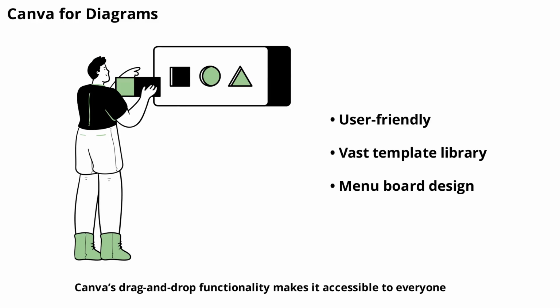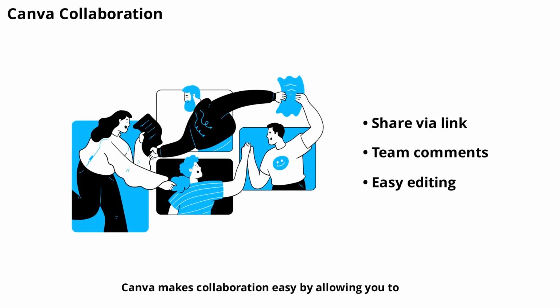Canva's drag-and-drop functionality makes it accessible to everyone, regardless of design experience. Canva makes collaboration easy by allowing you to share designs with your team via links or email. Team members can leave comments or make edits, ensuring everyone's input is considered. This is perfect for restaurants that value teamwork and want to keep everyone involved in the planning process.